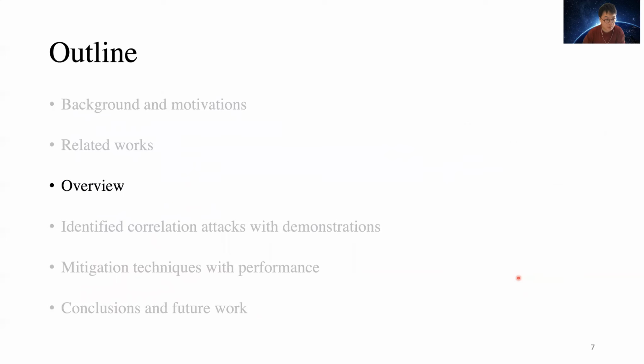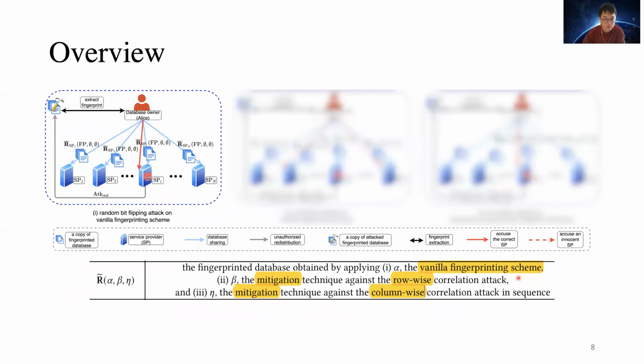Now let me give the overview of the work. First, let me talk about the naming convention of a fingerprinted database. R tilde, we use 3 parameters to represent the techniques used to generate the fingerprinted database. First is alpha. It is just the vanilla fingerprinting scheme, which means it does not consider the correlation. Beta and eta are our proposed mitigation techniques against the row-wise and column-wise attacks.